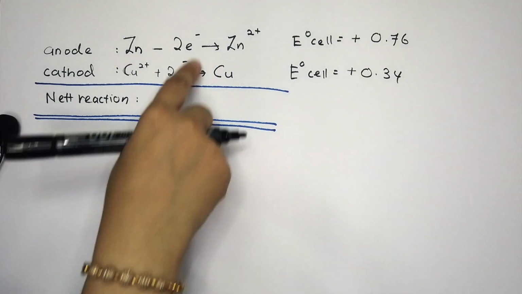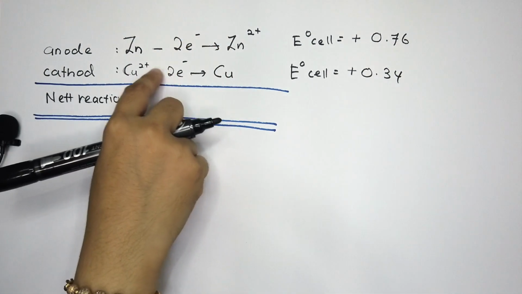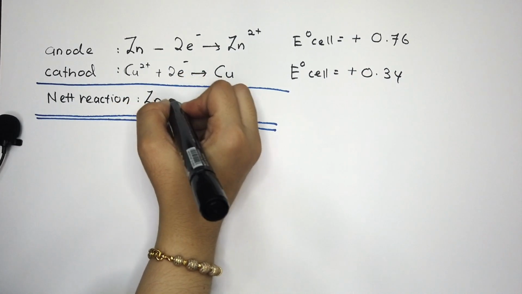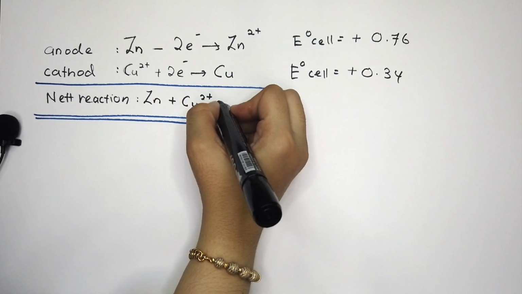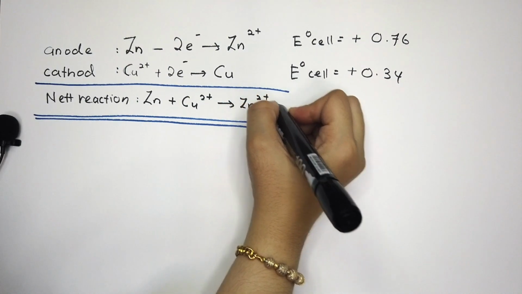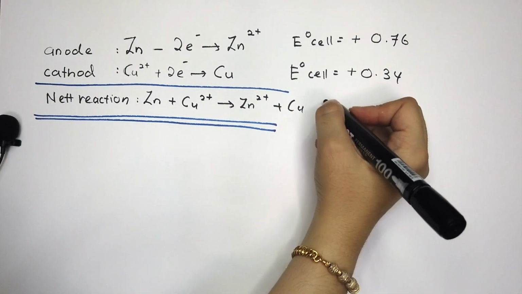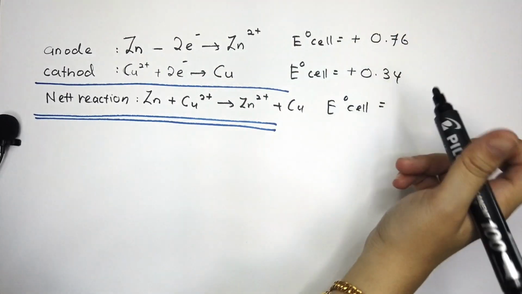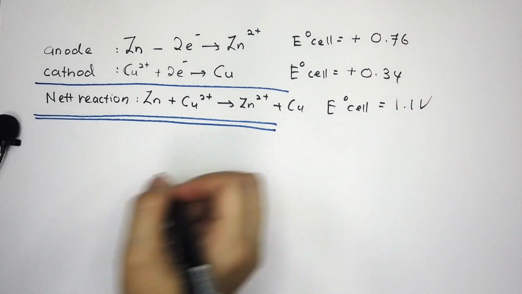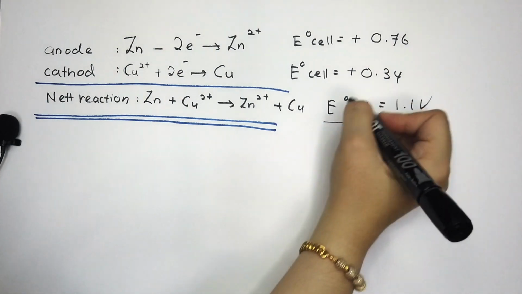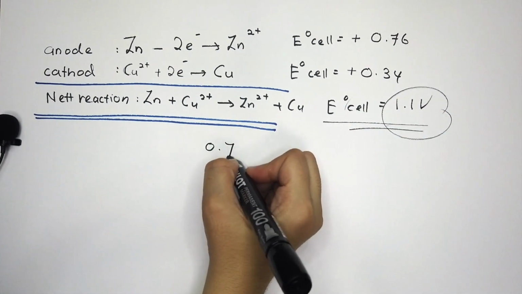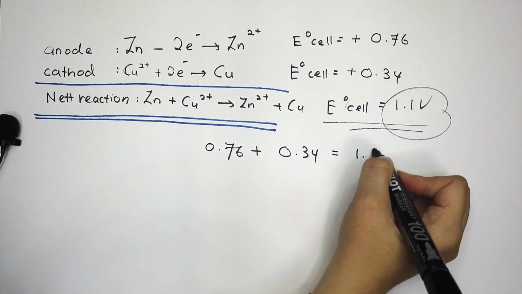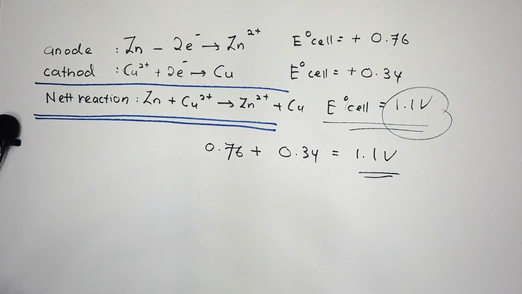Alright, what else should you do? You have negative 2 electrons plus positive 2 electrons, so you can cancel this out. So you can just copy. So zinc plus Cu2+ will produce Zn2+ plus Cu, and then the E° cell is equivalent to the summation of this, which is 1.10. So how you are going to get this is 0.76 plus 0.34, which is equivalent to 1.10. So this is the answer for your third question.